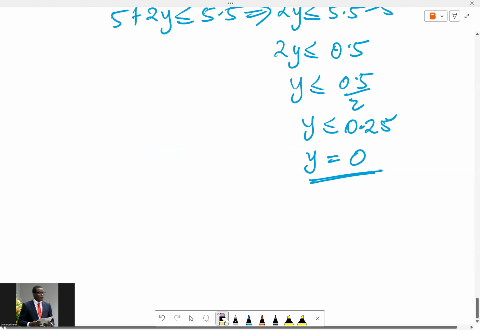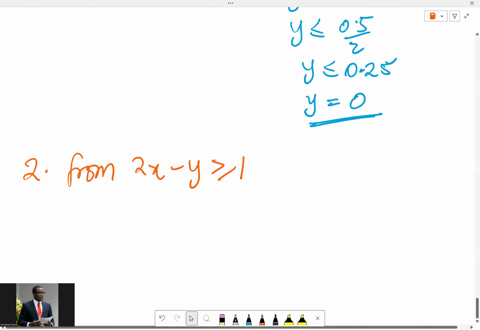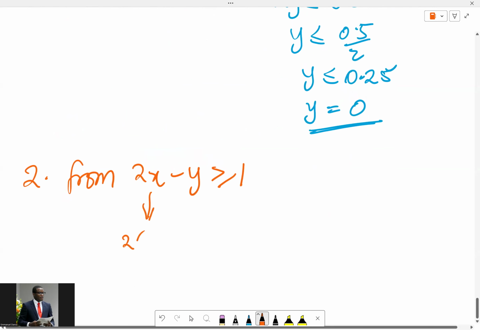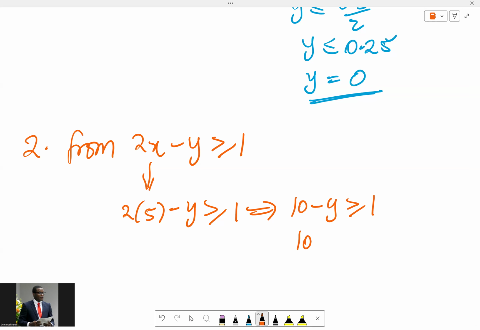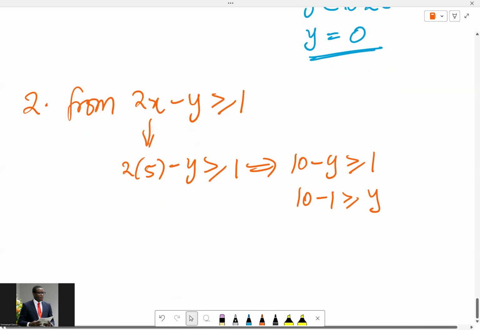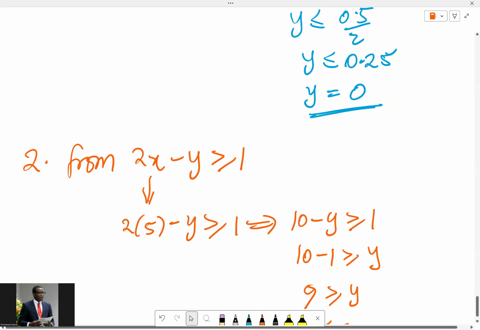So for the second constraint, constraint 2, that's 2x minus y greater than or equal to 1. Here, of course, x is 5, so we have 2 times 5 minus y is greater than or equal to 1. So this implies that 10 minus y is greater than or equal to 1. So that means that 10 minus 1 is greater than or equal to y, so 9 is greater than or equal to y, which means that y is less than or equal to 9.